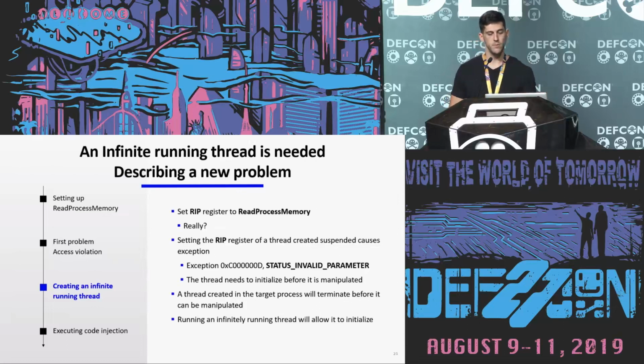And if we want to do something with a thread, like copy to ReadProcessMemory, we need the thread to initialize before we can manipulate it. Another thing, if we start a thread and it won't be suspended, it will just run and terminate before we can manipulate it, and that will be bad for us because we won't have time to do our stuff. So to do it, we need to create an infinitely running thread. We'll create that thread, and then we'll manipulate it to run ReadProcessMemory.